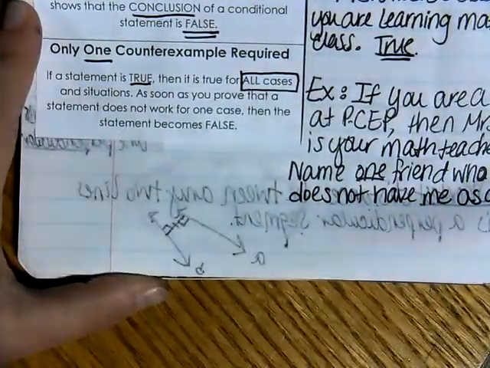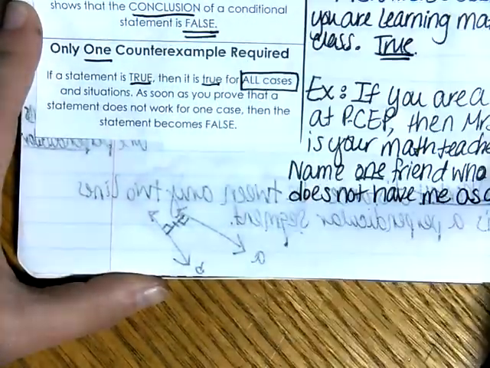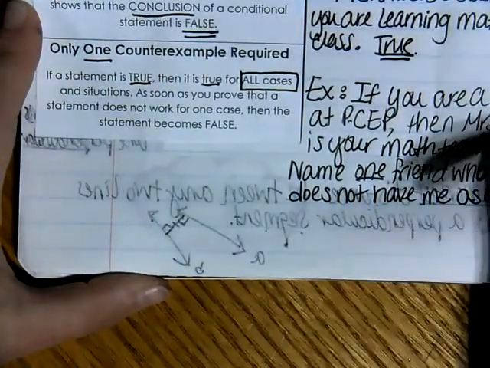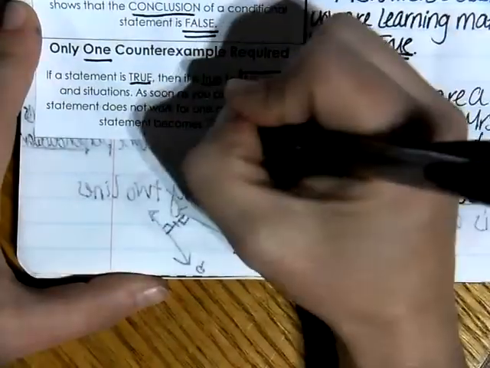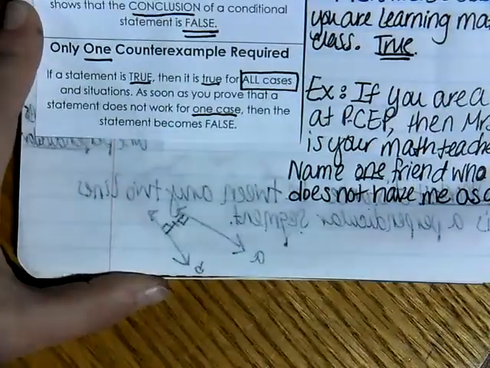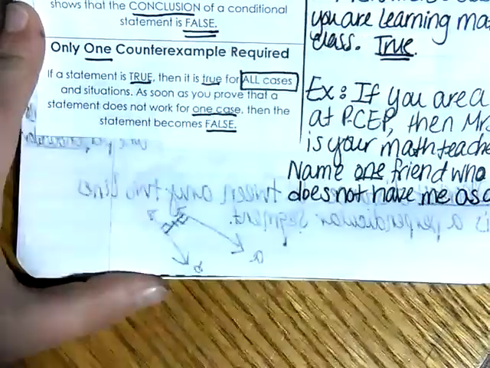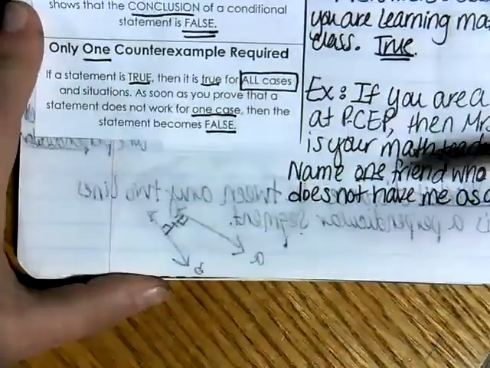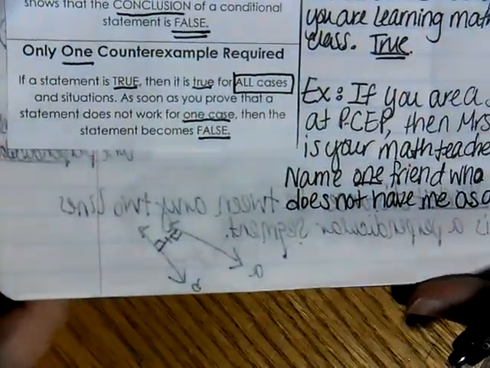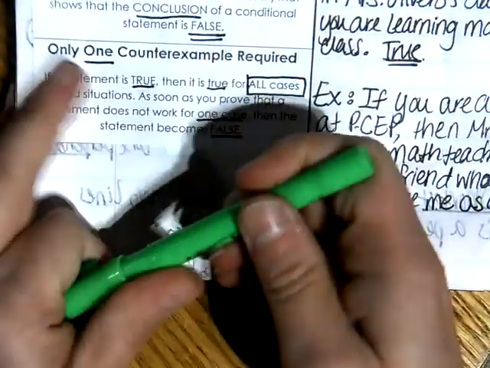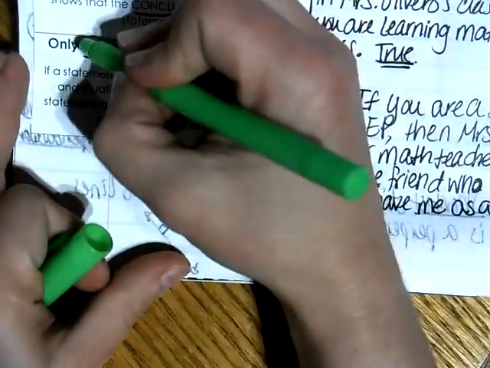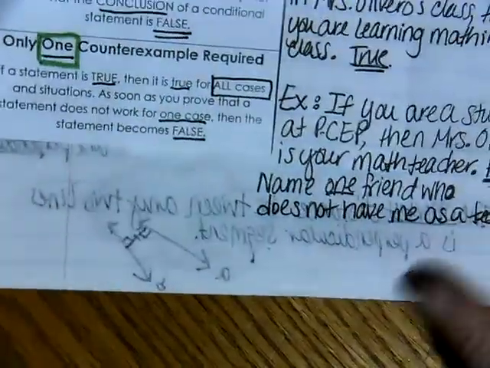All you need is one. If it is true, then it's true for all cases. As soon as you prove that a statement does not work for one case, then you have to say automatically that the statement is false. All you need is one example, and boom, the statement is false. I don't need many examples, and trust me, there are many counterexamples, but all you need is one. Only one. And then that's it.